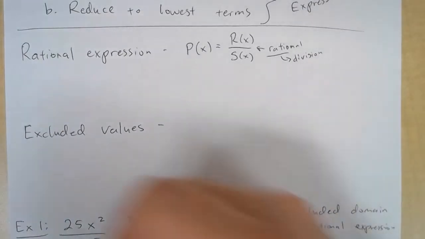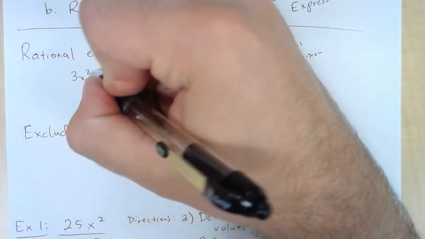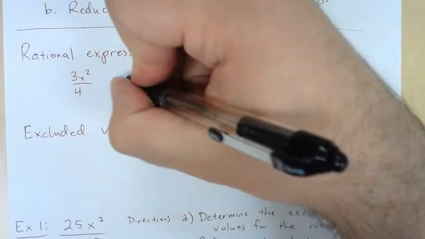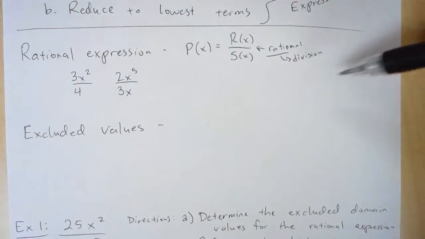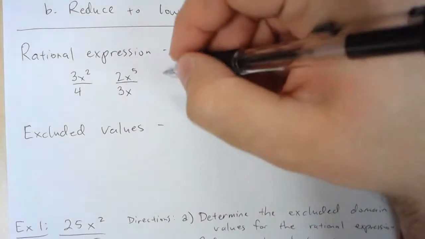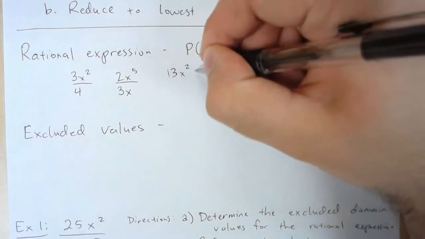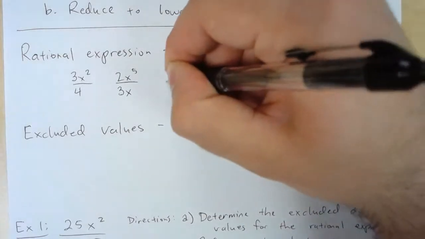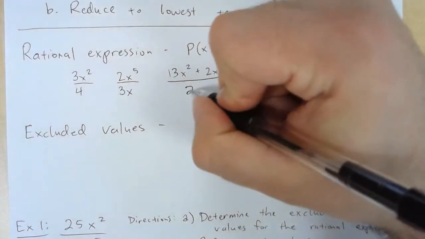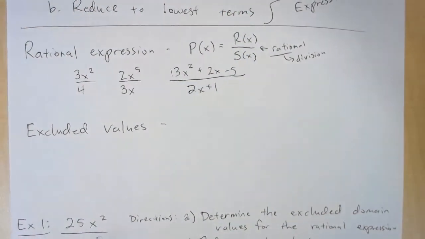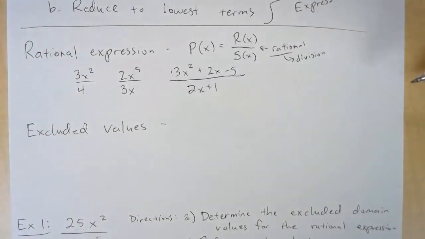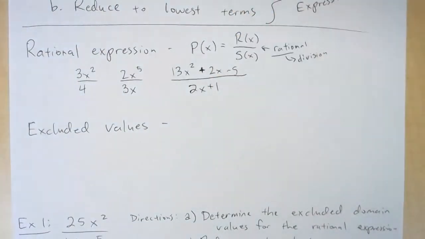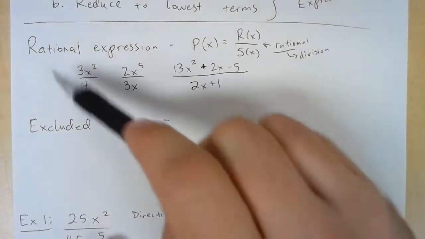So an example of one of these, we might have 3x squared over 4. We might have 2x to the 5th over 3x, which we could then simplify some more. So these are examples. We could even have something as complicated as 13x squared plus 2x minus 5 all divided by 2x plus 1. So these are all examples of rational expressions. They're expressions that have a ratio in the middle. We're going to specifically deal with ones that have x's and y's, or whatever our variables are, in the numerator and denominator.